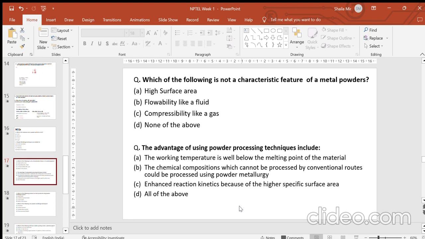All of the above. Right, it's right. But say, for example, we are saying the working temperature is well below the melting point. Can you name any metal for which we are doing powder metallurgy and the working temperature is well below its melting point?